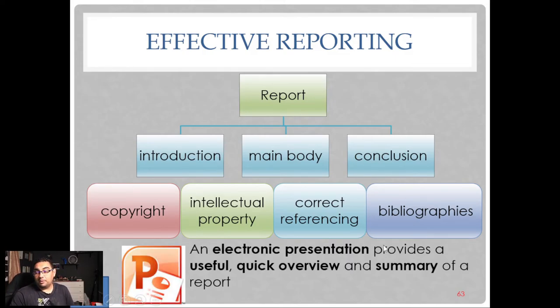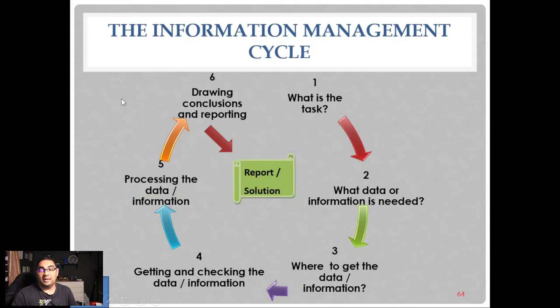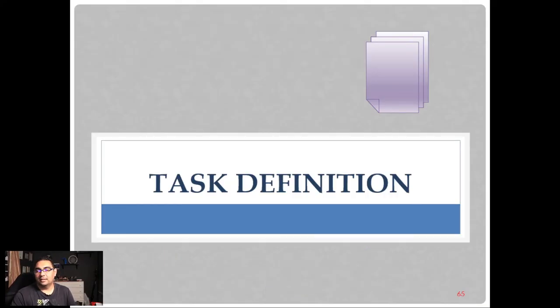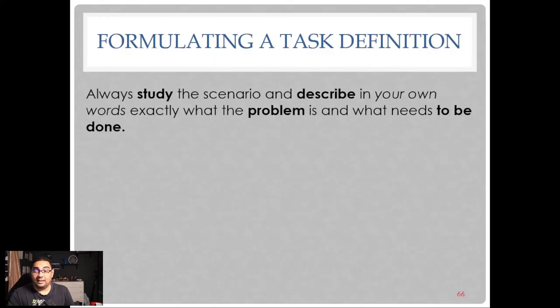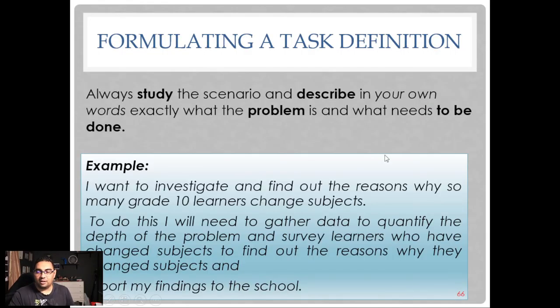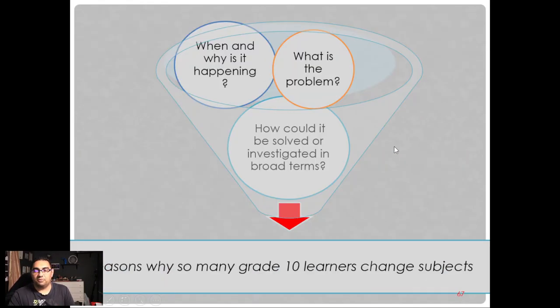An electronic presentation provides a useful quick overview and summary of the report. They're mentioning this because in grade 11, for those doing the Department of Education PAT, you will be doing this. So please bear that in mind. And they mentioned the information management cycle. Again, you can go through this. Don't really ask too many questions on that. Again, this is PAT related, the task definition, what a task definition is. They give us a few examples.